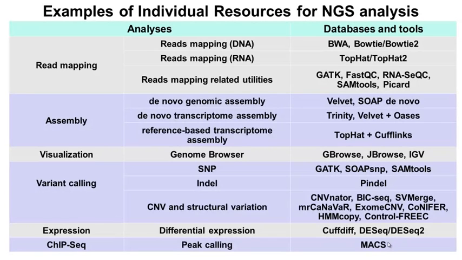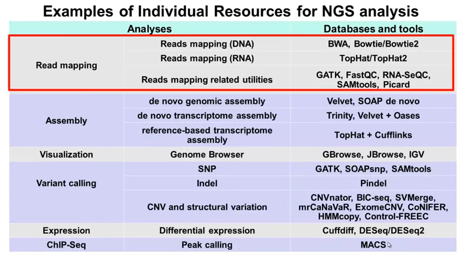For instance, to map reads onto the reference genome, you could use BWA or Bowtie for DNA sequences and TopHat for RNA sequences. And there are other useful related utilities for quality checking, alignments, etc., such as GATK, FastQC, RNA-SeQC, SAMtools, and Picard.